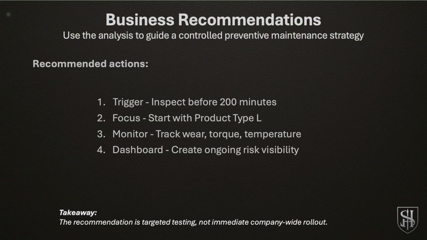The second recommendation is to prioritize product type L during the first pilot. Product type L had the highest overall failure rate and the highest failure rate within the high wear group. It also had the largest number of high wear records. This makes product type L the strongest starting point for a controlled maintenance pilot.